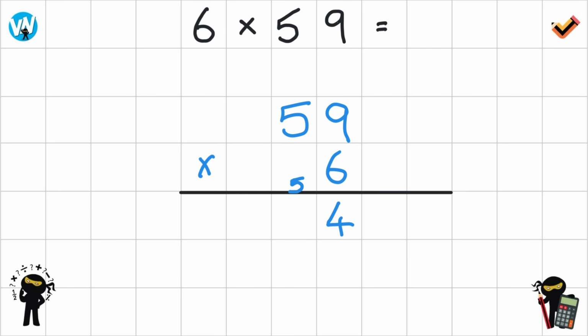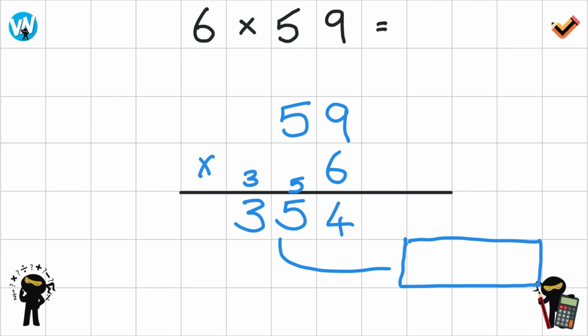So let's write that in. We've got the 5, carry the 3, and then there are no more calculations to do, so the 3 is going to drop down, and we would get 354. Now again, let's imagine we've got the blue SATS arithmetic box. We must make sure that that gets transferred into here for us to get the mark.